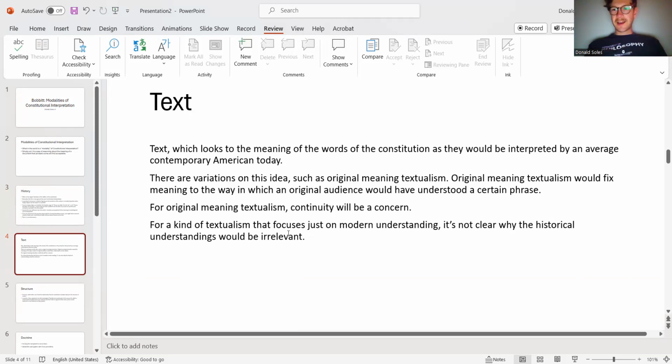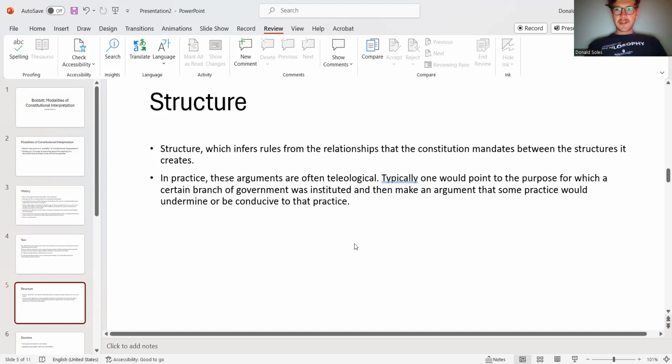Well, I can't settle those questions for you. They're far too complicated for me. But at least history and text make up the first two of the modalities we'll learn about. The third kind of modality that I'll talk about is this one that relates to the notion of structure. When one makes a structural argument, all one's doing is appealing to the function of a particular part of the government.